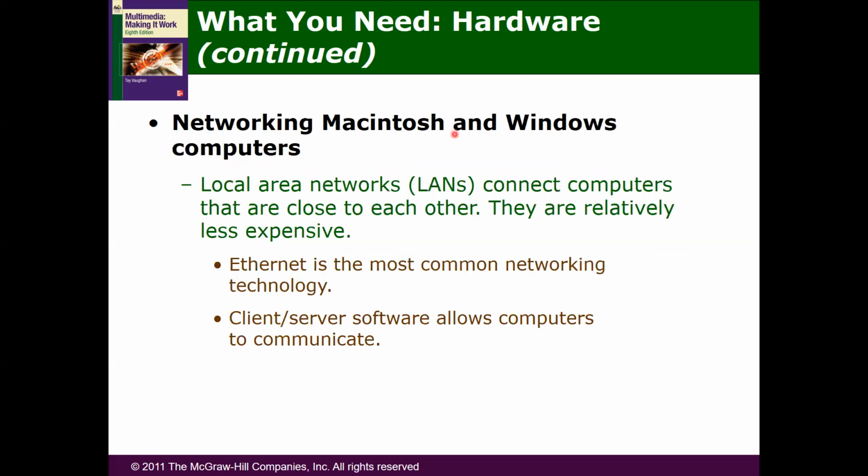Now, networking Macintosh and Windows computers. There are two common ways in which you can have networking, either through local area networks, you can have MANs and WANs as well, and you can also have client server software which allows computers to communicate. By the way, LAN is local area network. It is the smallest type of network. LAN basically means networking within a building, for example, in the FNU lab.